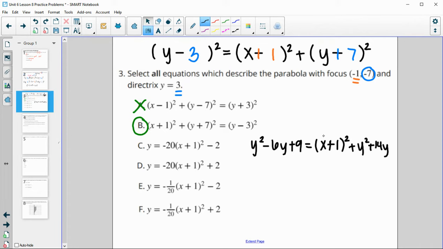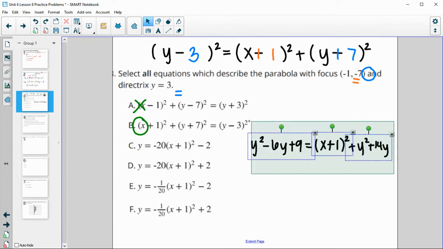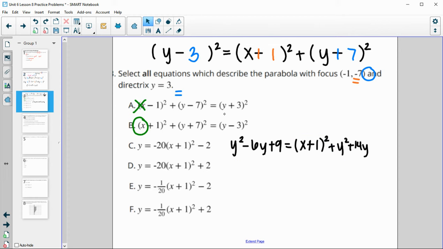Now let me move this over a little bit here. Whoops. I don't know if it's going to let me. Okay, let me move this over just a little bit so we have some more room.